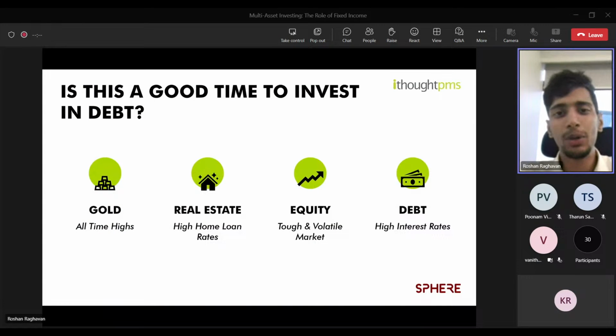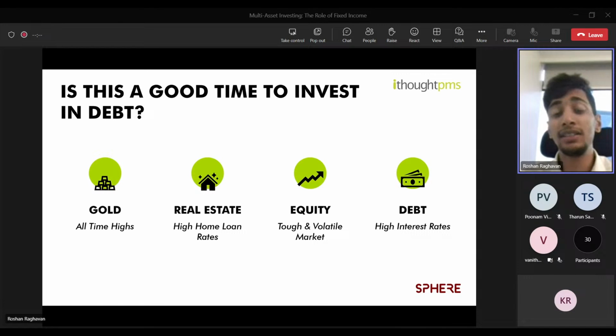So is this a good time to invest in debt? Right. This is another question that we get a lot. So all factors point out that it's a yes, right? If we look at gold prices, which is the other relatively stable asset when compared to equity, gold is near its all-time highs.